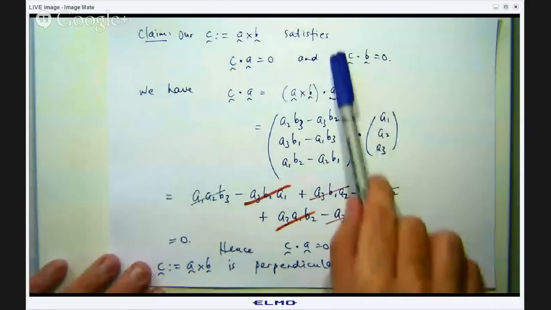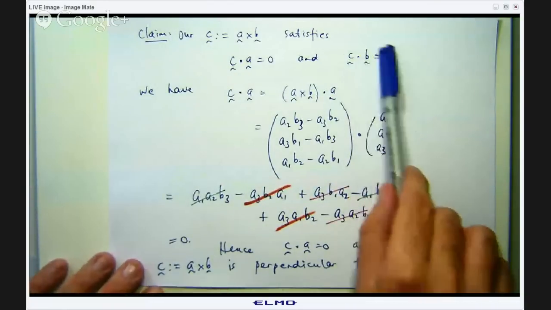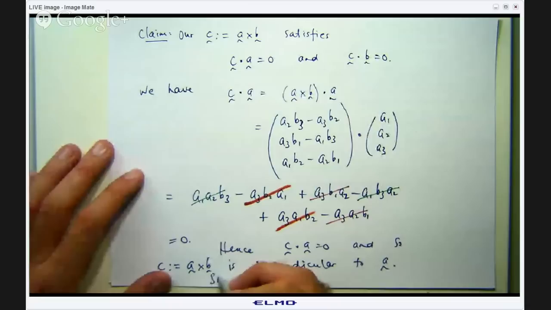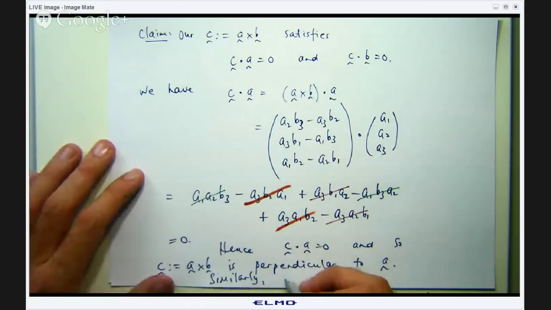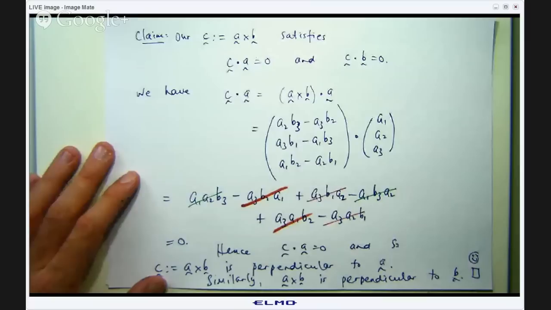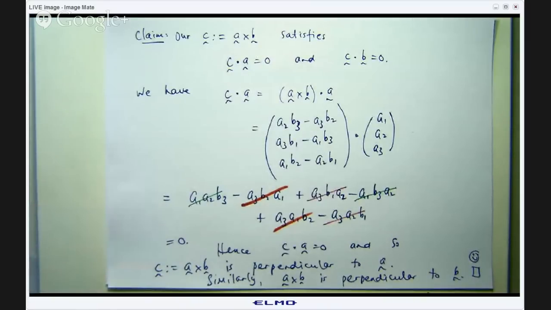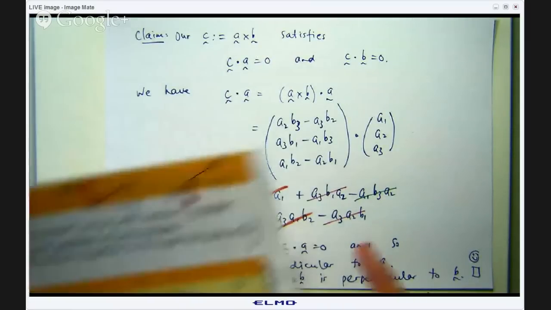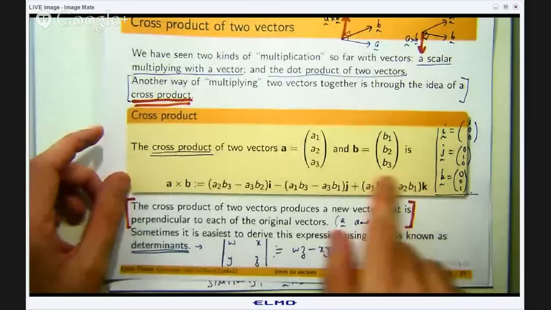Similarly, if you go and do the calculations, you can show that A cross B is perpendicular to the vector B. All right, but it still doesn't tell you, I mean, it works, right? It still doesn't tell you where this comes from.